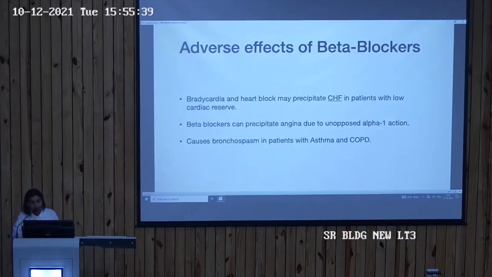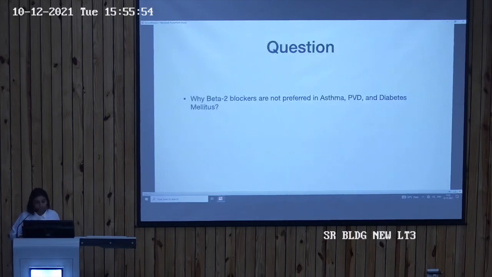Then we have adverse effects of beta blockers. Bradycardia and heart block may precipitate CHF in patients with low cardiac reserve. Beta blockers can precipitate angina due to unopposed alpha 1 action. They cause bronchospasm in patients with asthma and COPD.